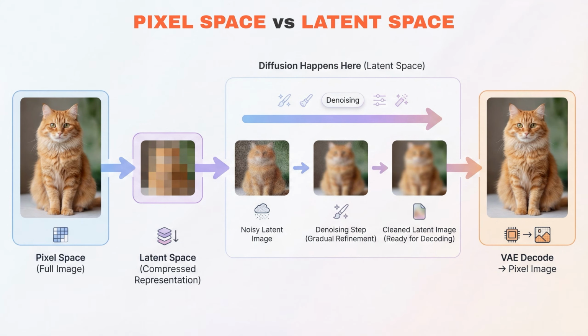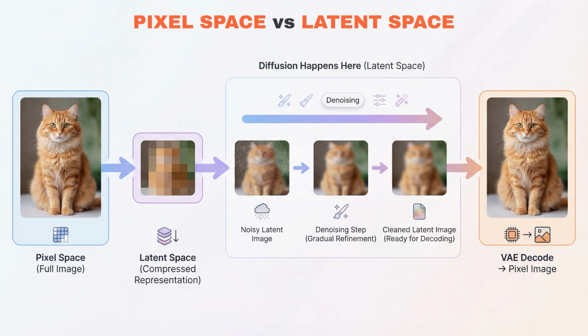You can think of latent space as a simplified version of the image that is easier for the model to work with. To move between pixel space and latent space, the model uses a VAE. VAE stands for Variational Autoencoder. The VAE has two main jobs. First, it encodes a pixel image into latent space. Second, it decodes a latent image back into pixels. During image generation, diffusion happens in latent space. After the denoising process is finished, the VAE decodes the result back into a visible image.